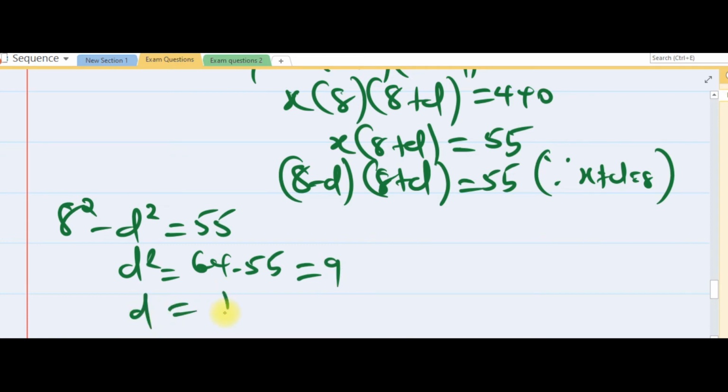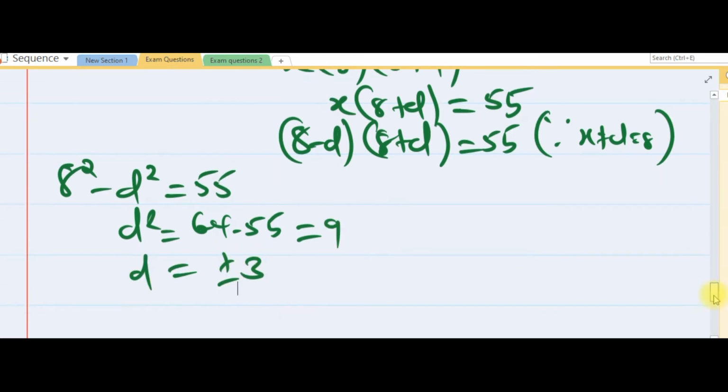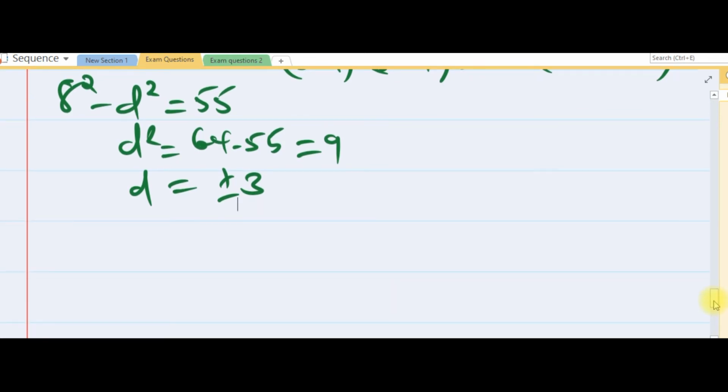So d is plus or minus 3. So our common difference is plus or minus 3. So our x now, from equation 1, therefore x is 8 minus d, and d is plus or minus 3. So we have either 5 or 11, x could be 5 or 11, depending.